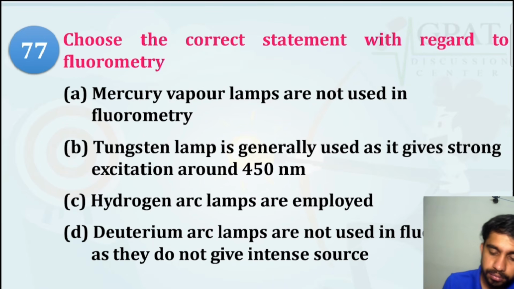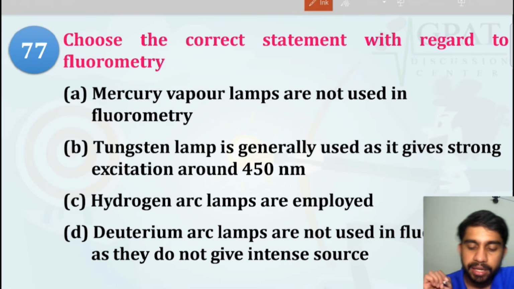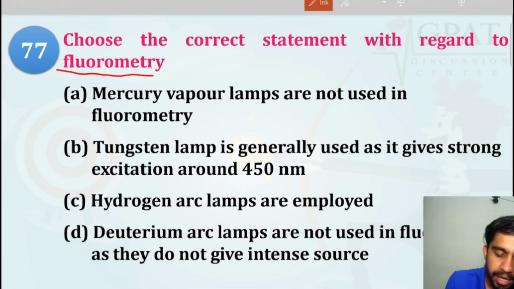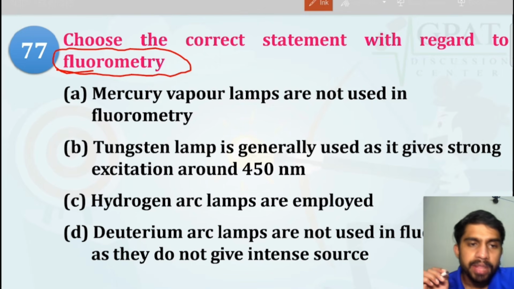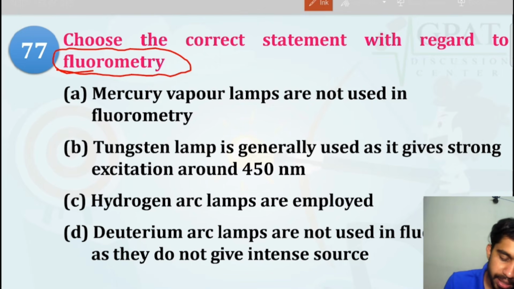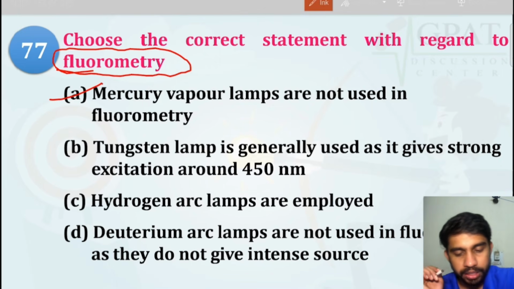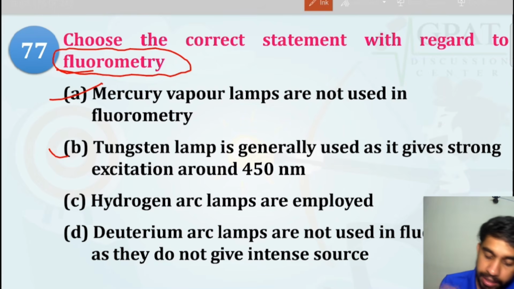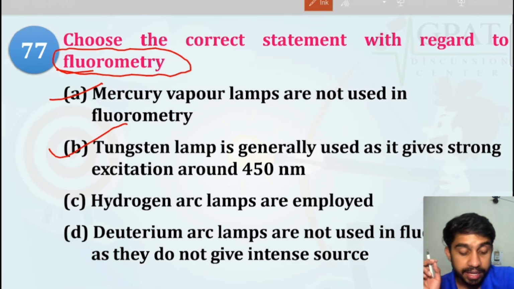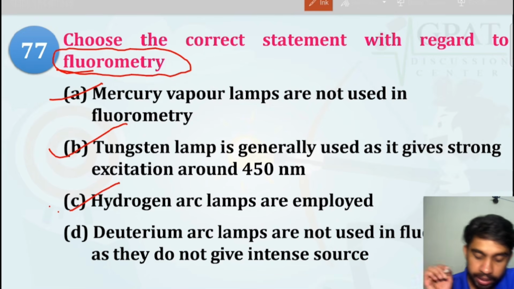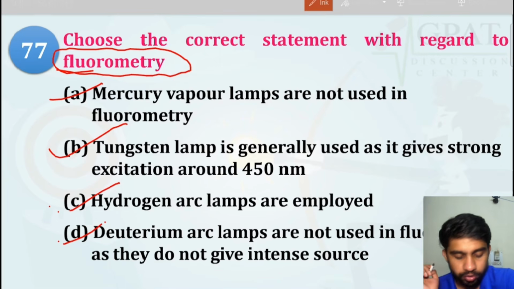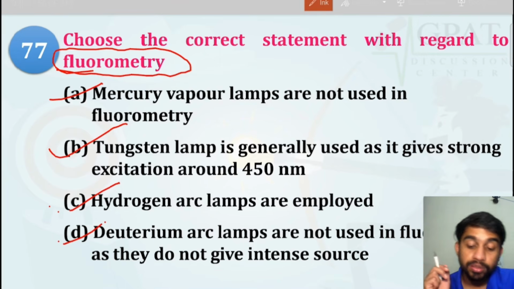Next question. Choose the correct statement with regard to fluorometry. Here are the options. The first option is mercury vapor lamps are not used in fluorometry. Tungsten lamp is generally used as it gives a strong excitation around 450 nanometer. Next is hydrogen arc lamps are employed, and next one is deuterium arc lamps are not used in fluorometry as they do not give intense sources. Which of the following is correct?